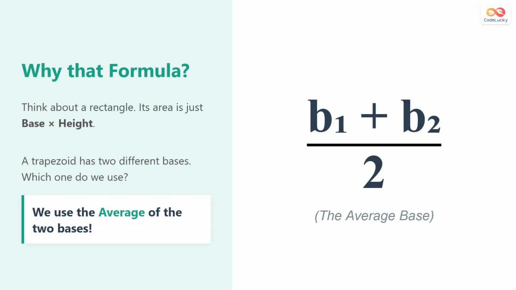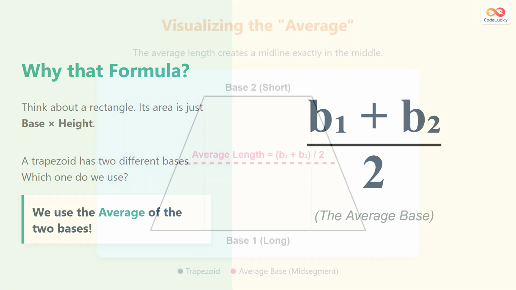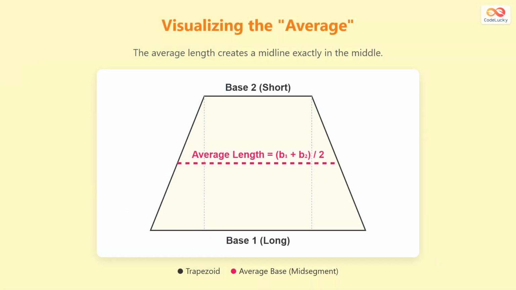Why do we use this specific math? Think about a simple rectangle where area is just base times height. A trapezoid has a long base and a short base. So, to be fair, we take the average of the two bases to find a middle value. If you were to draw a line exactly in the middle of the legs, that length is the average of the top and bottom bases. Multiplying this middle length by the height gives you the area perfectly.